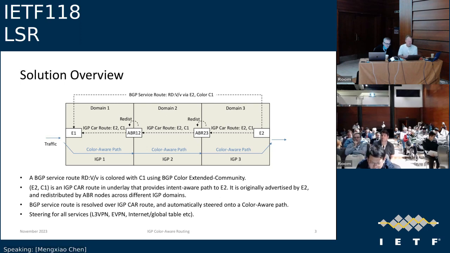In the example network here, the ASBR nodes of different IGP domains are one device running two IGP instances, and the IGP routes from one instance will be redistributed to another instance. There are some networks that don't run BGP inside, they just run it on the P nodes.